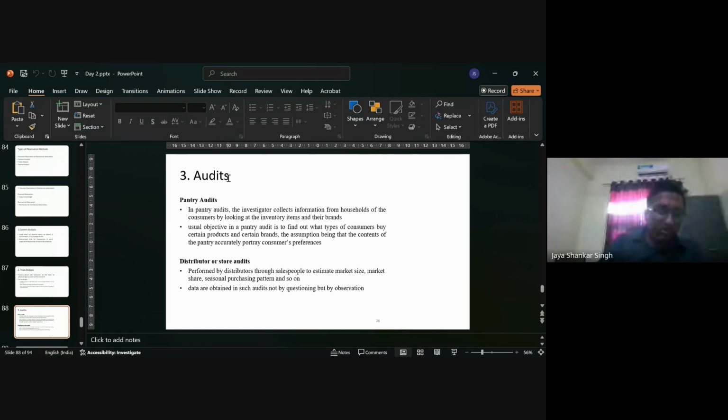But that is part of the accreditation process. They want you to follow a certain set of standards. That is why a lot of other things are done during an audit in a college or institute. But mostly there is no participation from the institute or whoever is being audited. Okay? So data are obtained in such an audit not by questioning but by observation.